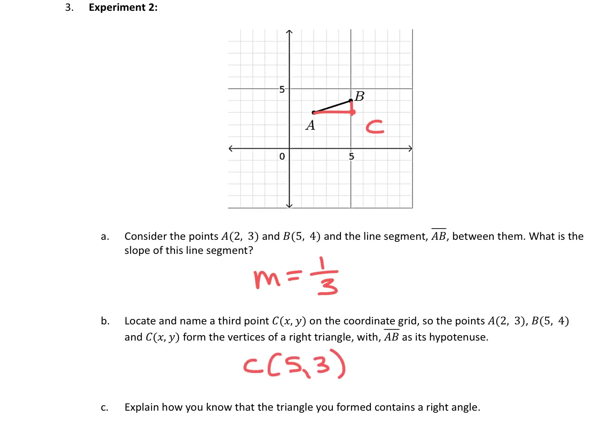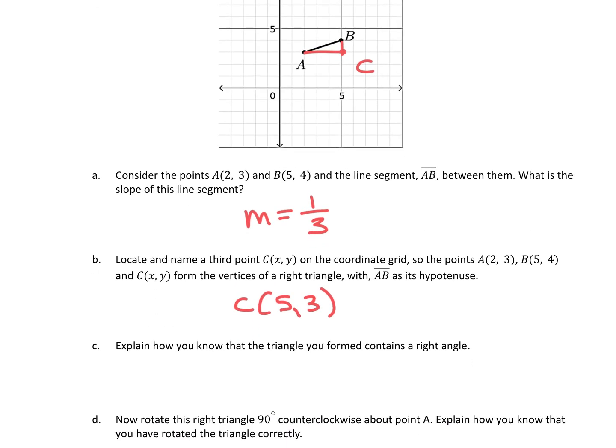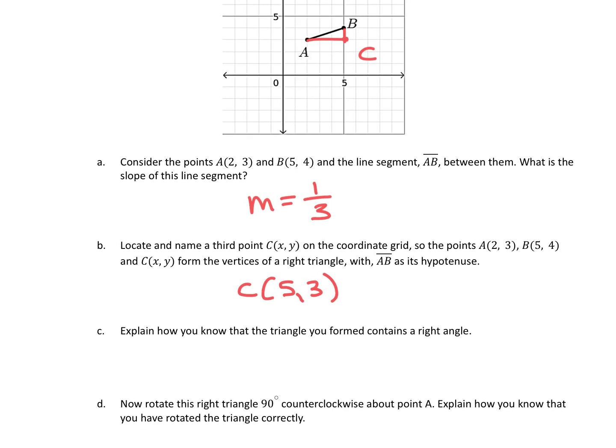And then they want us to explain how we know the triangle that we formed is actually a right triangle. And it goes back to that fundamental idea that a horizontal and vertical line form right angles and are perpendicular. So let's list the sides that are horizontal. So AC is horizontal and BC is vertical. Okay, so that proves we built our right triangle correctly.